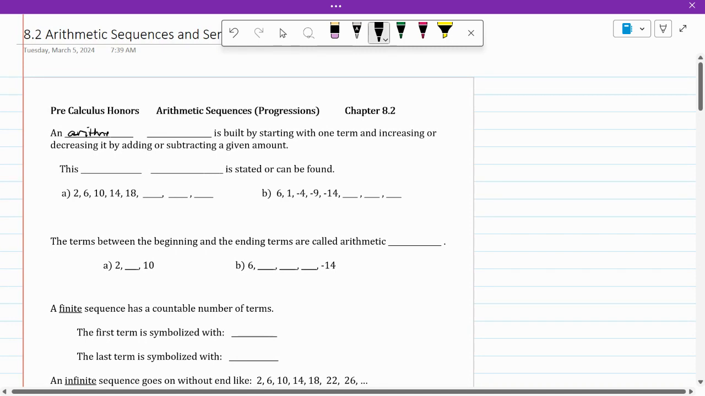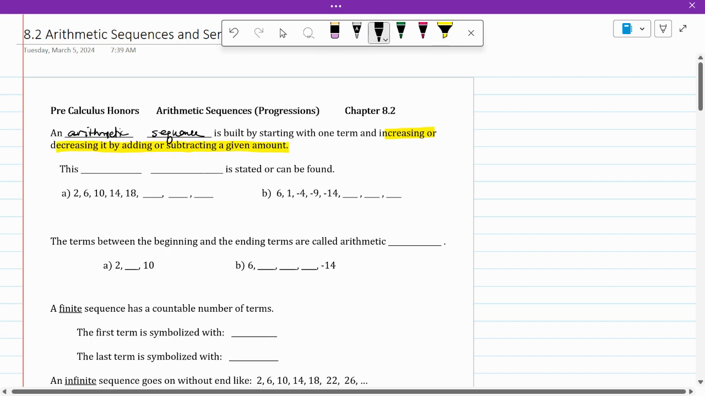An arithmetic sequence is built by starting with one term and increasing or decreasing it by adding or subtracting a given amount. So let's highlight that. We're increasing or decreasing by adding or subtracting a given amount.